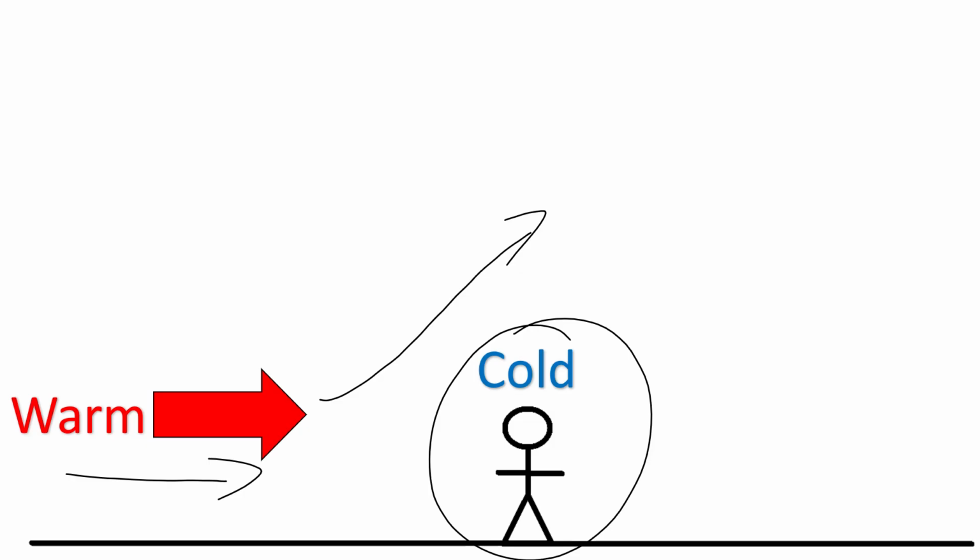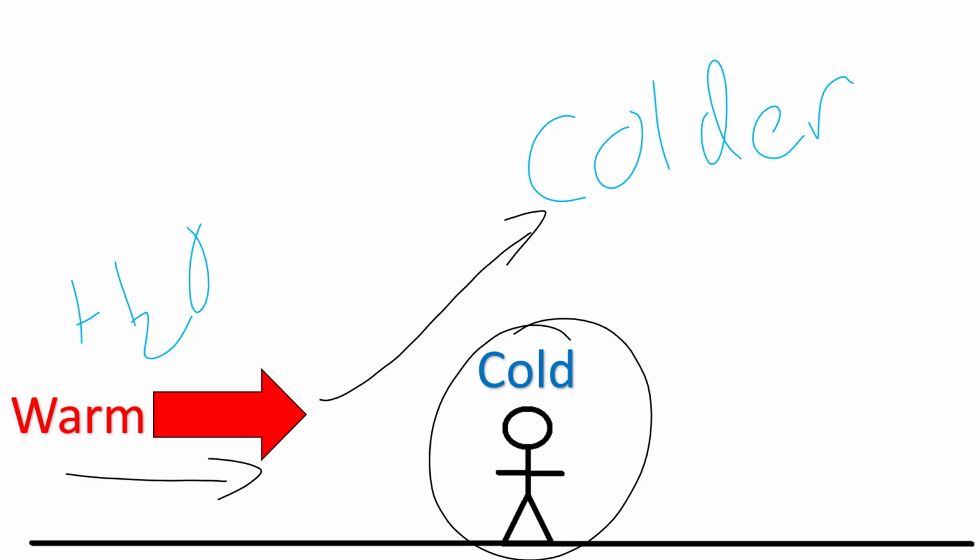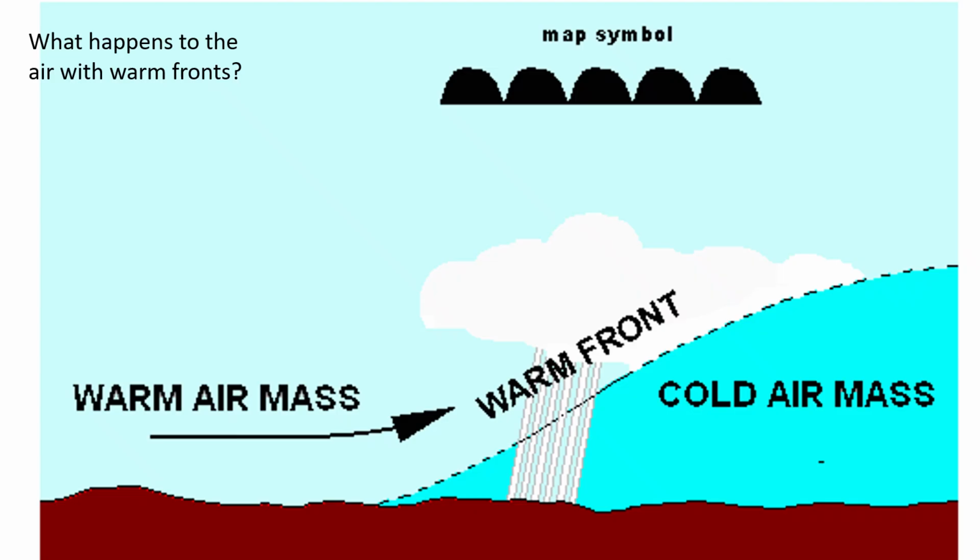Well, now we know that up here it is colder. My warm air that has a fair amount of water in it is going to have that water go up a little bit higher where it's a little bit colder. So the water in my warm air is now going to condense and form clouds and precipitation. The difference with a warm front and a cold front is how quick and how violent this happens.